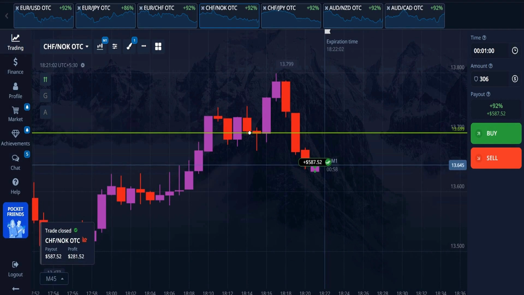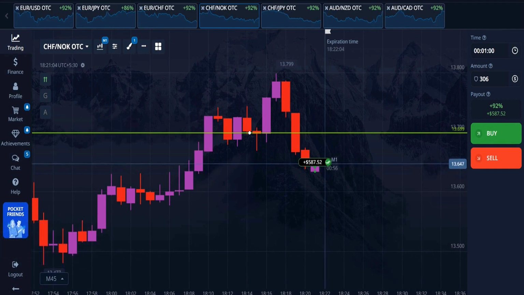Yes, we just won this trade. Now let's move on to another live trade setup so you can see how this works again in a different market condition.